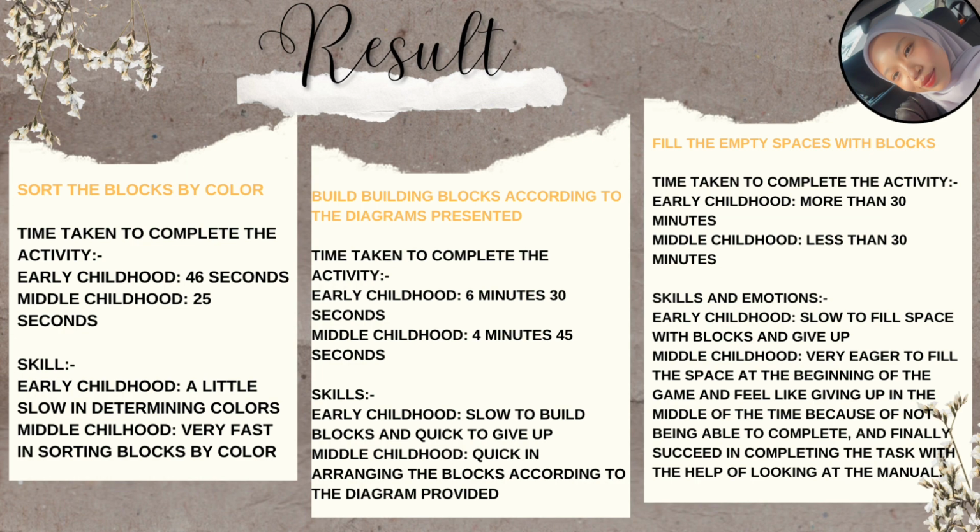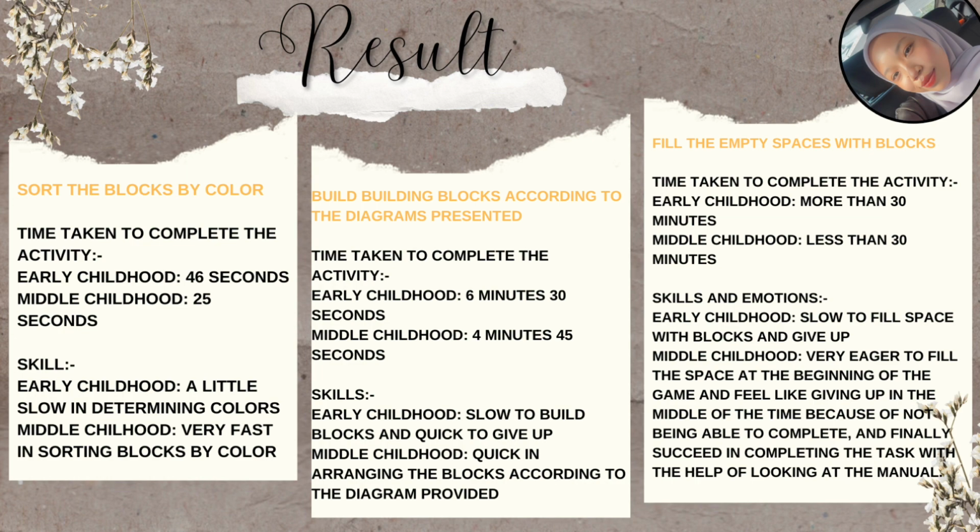While the second activity is to arrange the block according to color. Through this activity, we found that children in the early stage took 6 minutes and 30 seconds of the time given, which is 10 minutes, while children in the middle stage only took 4 minutes and 45 seconds to complete the second task. This shows that for the second activity, early childhood is slow to build block and quick to give up, while middle childhood is fast at arranging the blocks according to the diagram provided and cooperating with each other.